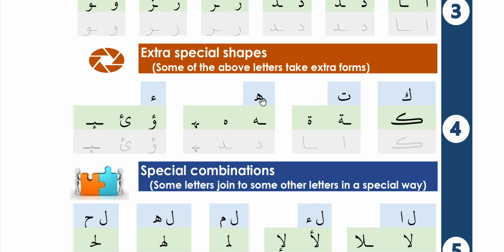And here we have ha. Ha becomes like this sometimes, and like a little V some other times. As for Hamza, as we said, it might be on top of Waw or top of Ya or even beneath the tooth. So we call it Hamza.